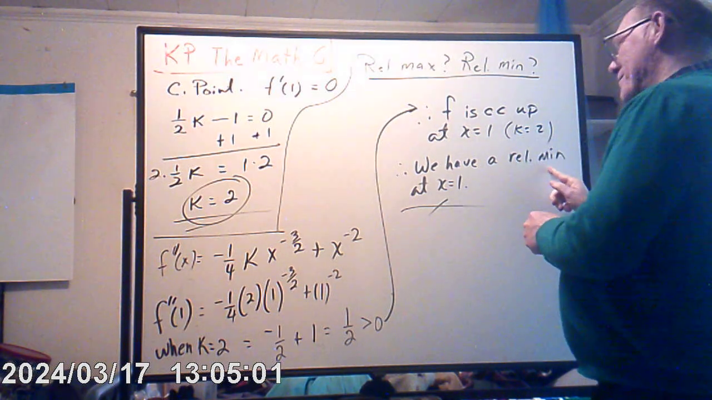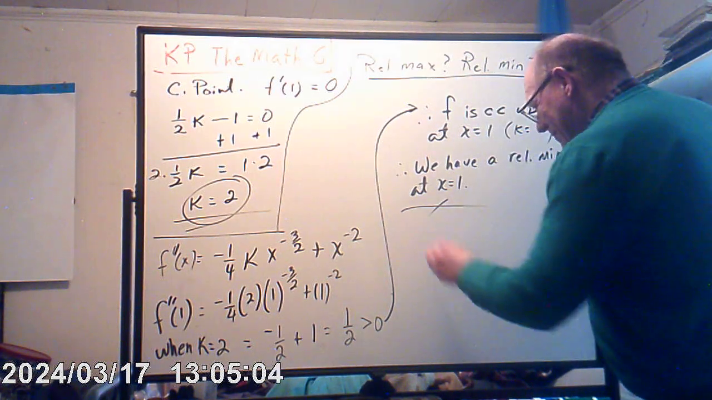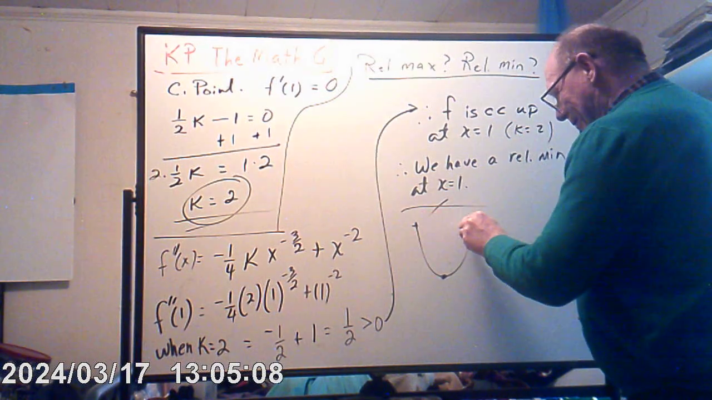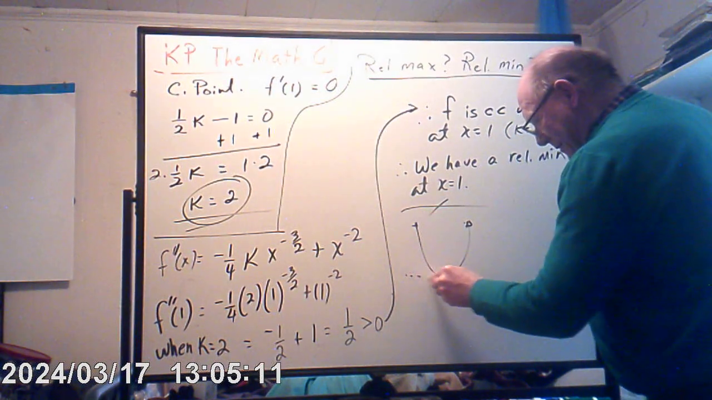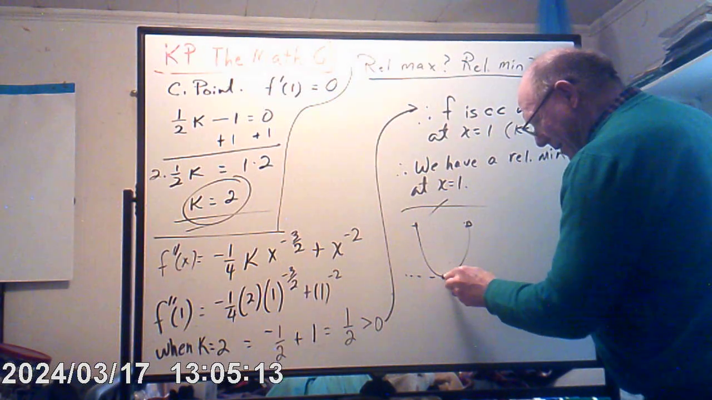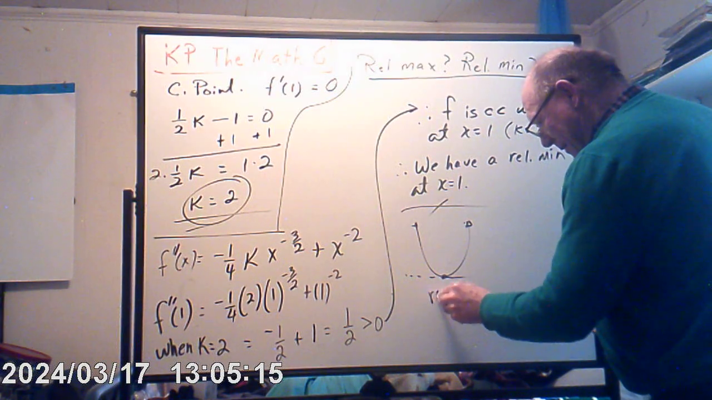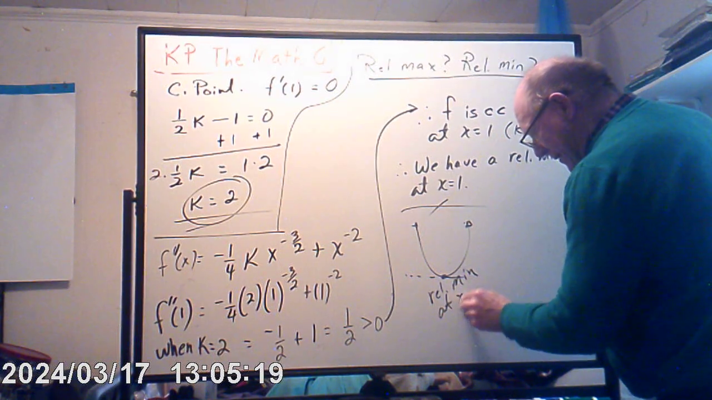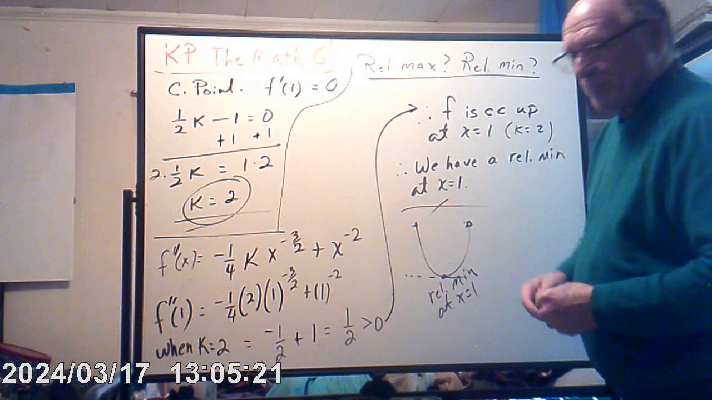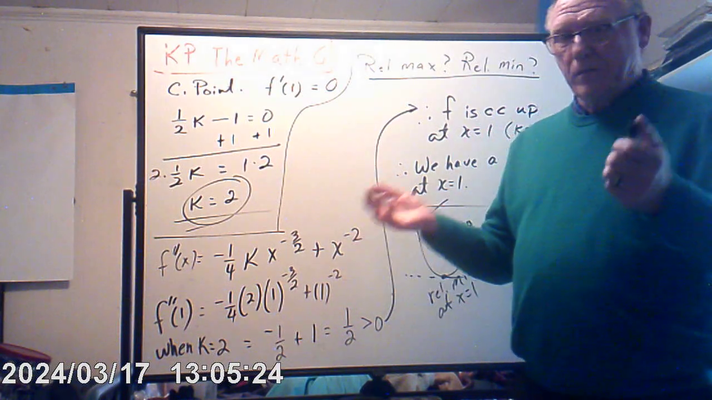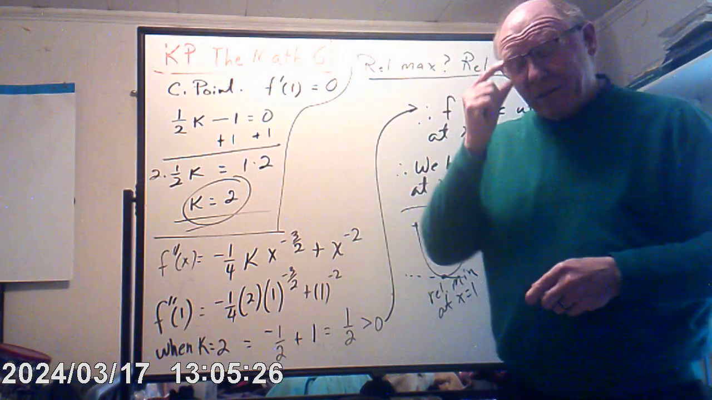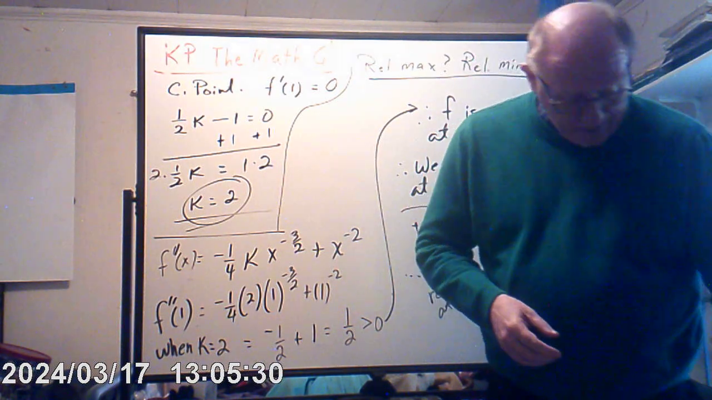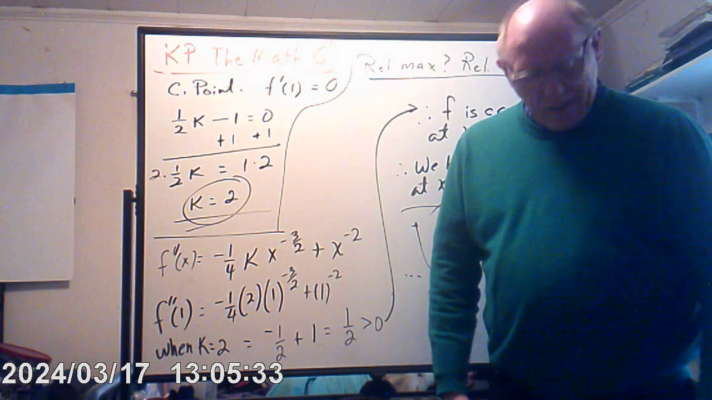Do not say a max if it's concave up. Remember, concave up is this way. We know that, don't we? So that means then that we have a relative min at x equals 1. I don't know what the y value is. I just know at x equals 1, I have a min there. Okay? Alright, there it is.